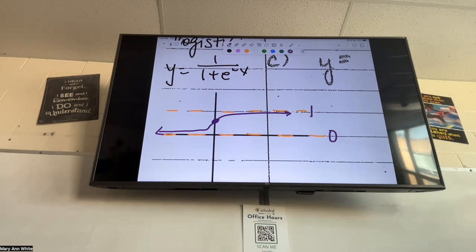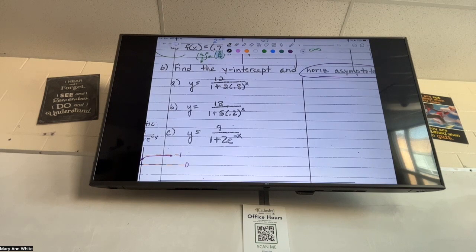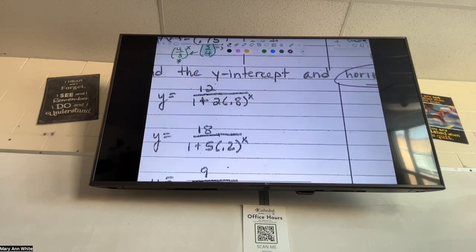Okay. So let's do this. We have to find horizontal asymptote and y-intercept. Let's do horizontal asymptote first. And just like the last one, I'm just going to make kind of like a little chart so I've got nicely organized work on this paper. Okay. So horizontal asymptotes for letter A, what would they be?